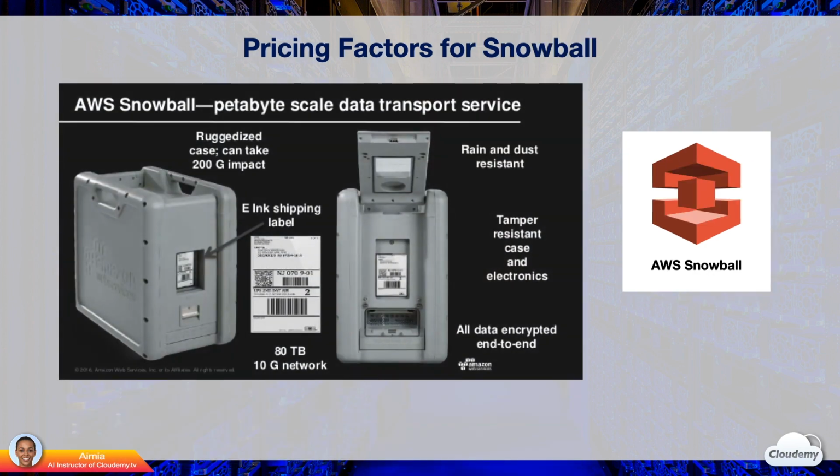AWS Snowball is a petabyte-scale data transport solution that uses secure appliances to transfer large amounts of data into and out of the AWS cloud. Snowball uses a secure physical device to transport data. When you order Snowball service, AWS physically sends the Snowball device to you. You load the data into the Snowball device and send the device back to AWS. After receiving the device, AWS helps you load data into S3.